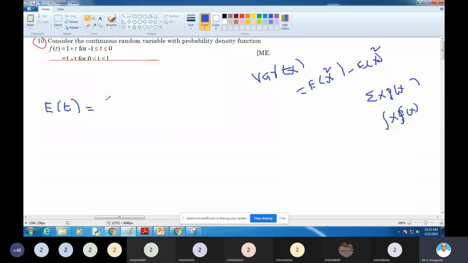The first one is integral from minus 1 to 0 of t into 1 plus t into dt, plus integral from 0 to 1 of t into 1 minus t into dt.